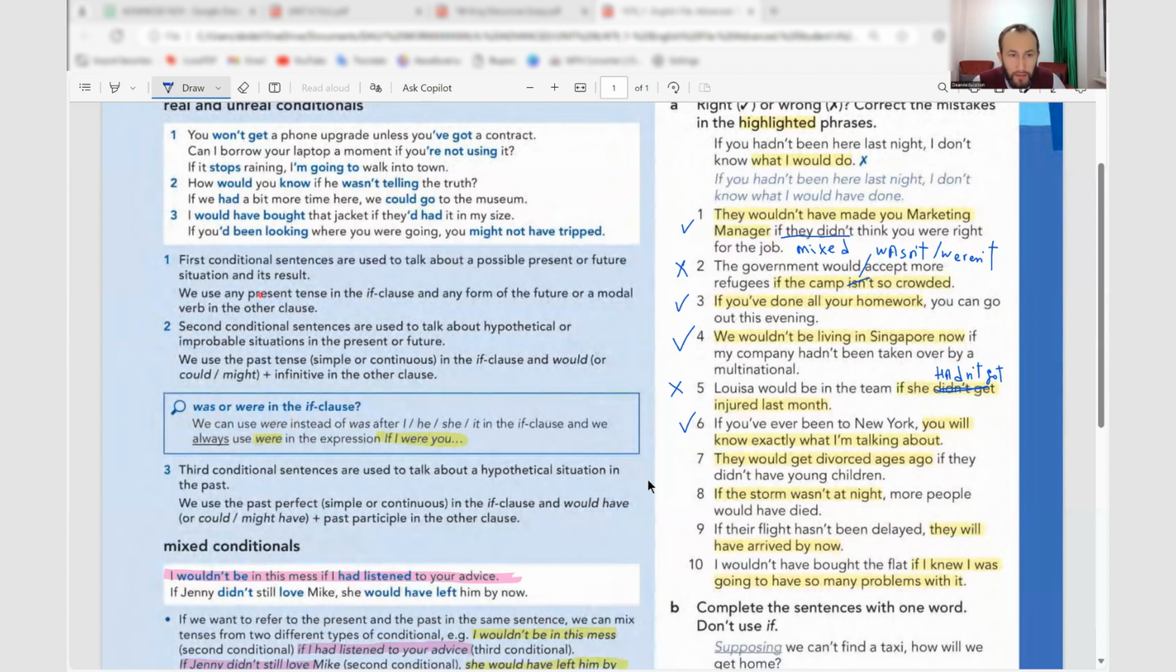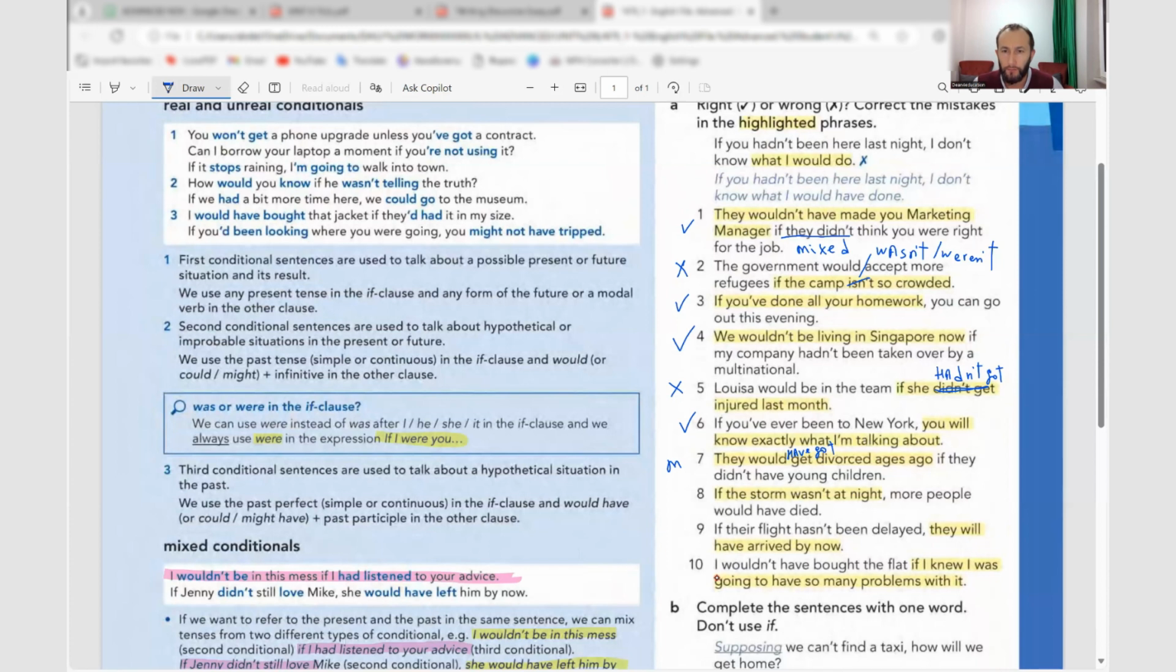Okay, how can we fix that? They would have got divorced. If they didn't have young children, they would have got divorced. Yes, exactly. So they have this also mixed. They're using a lot of mixed conditionals. They would have got.